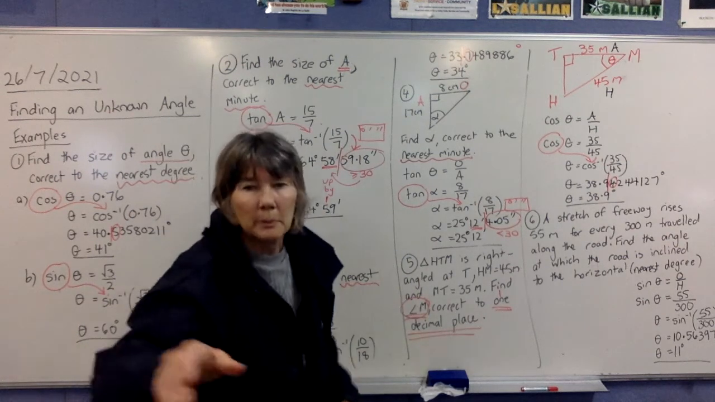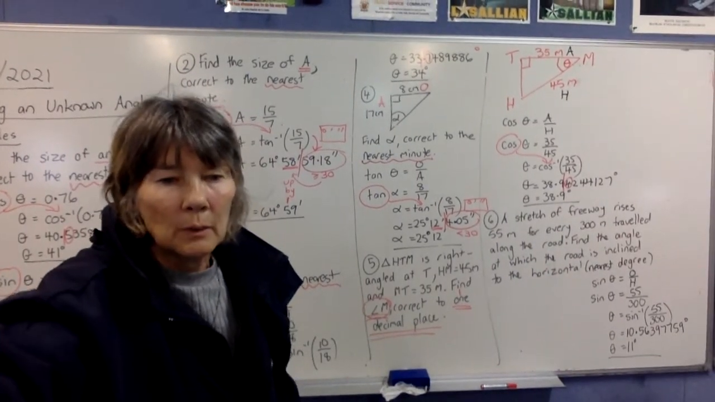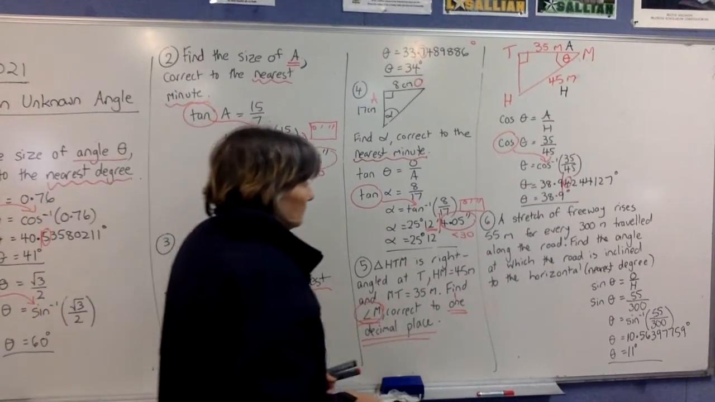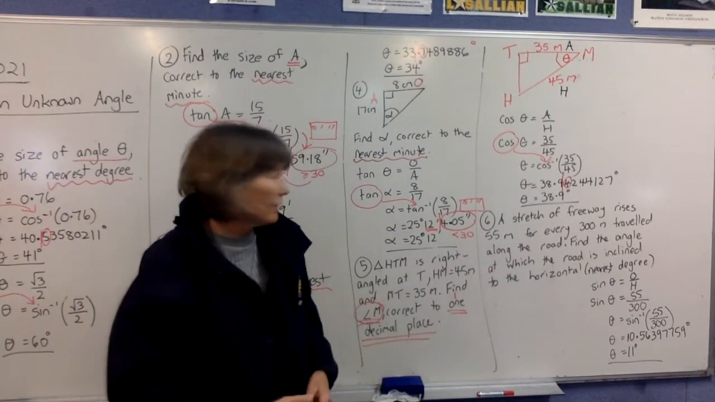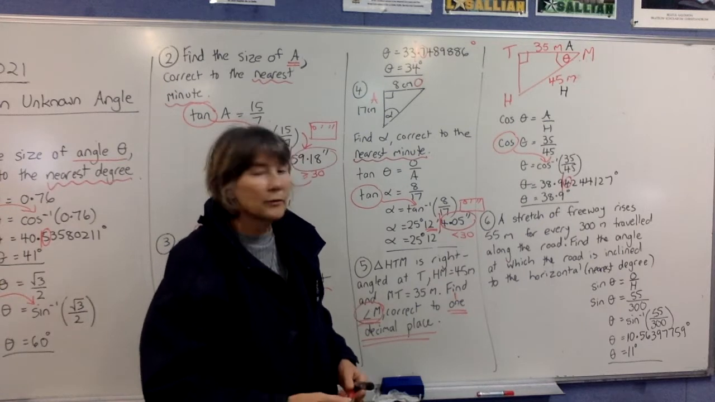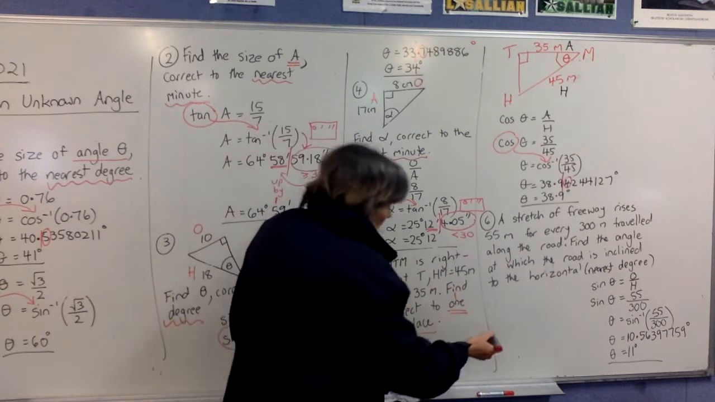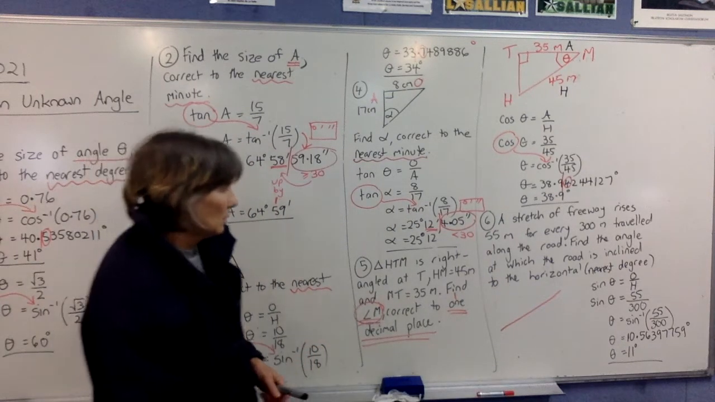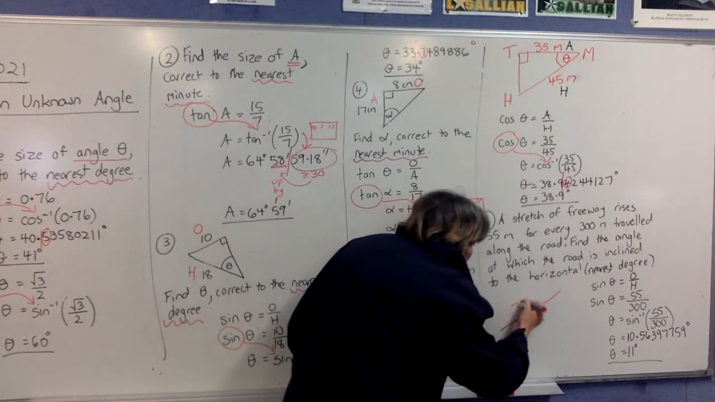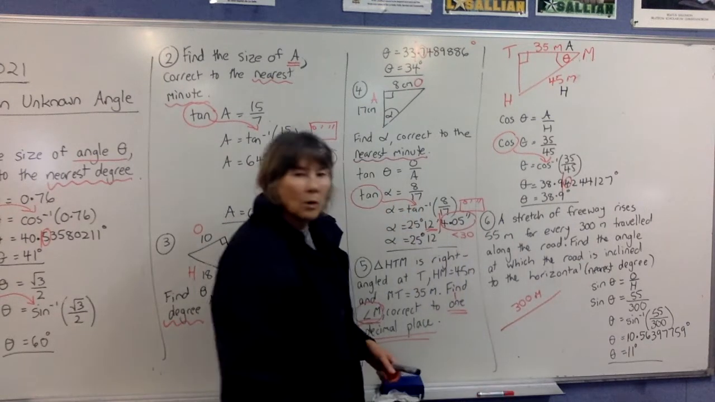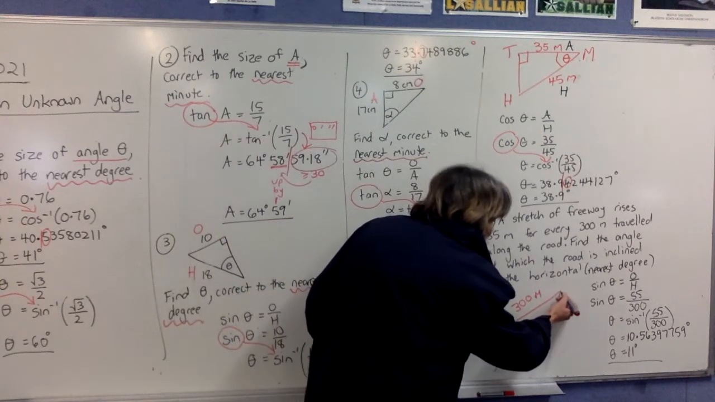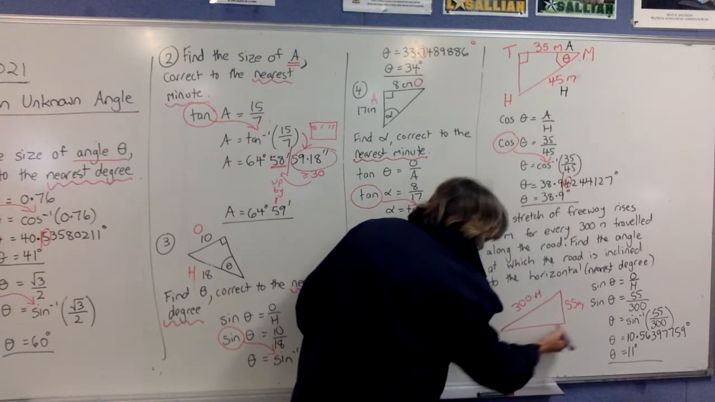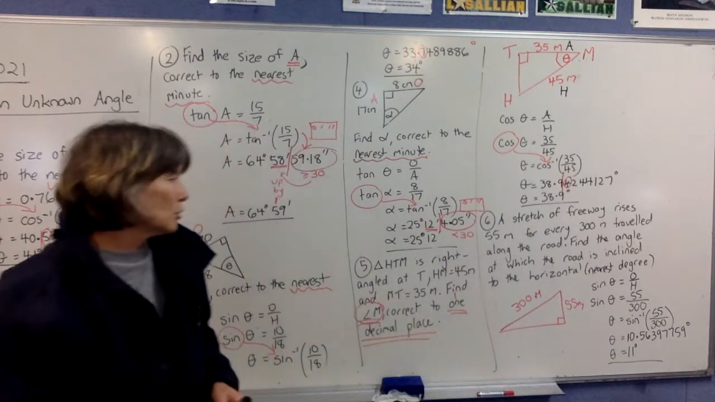So this is the first one on the board here. We've got a stretch of freeway. It rises 55 metres for every 300 metres travelled along the road. So you can imagine, we have a road and it's rising. So you're going up a hill. So you're travelling 300 metres on the road. In that space of time, you are rising 55 metres. That's your right angle triangle there.